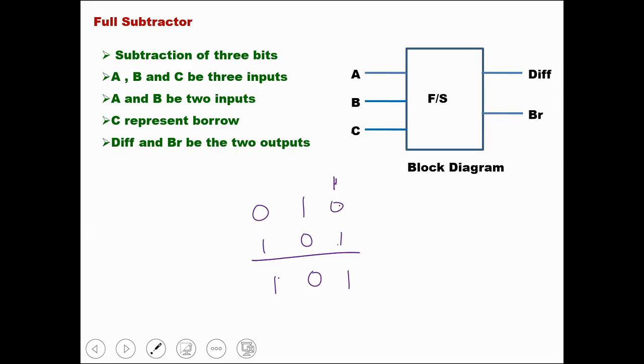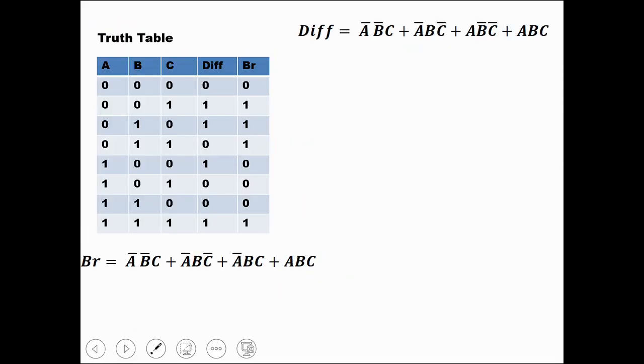So now we have to construct the truth table first. Since we are having 3 inputs, A, B, C, we are having 8 possible combinations. We know that the rule is 2 power n, where n is the number of inputs. There are 3 inputs, so n is equal to 3. So 2 power 3 is 8.